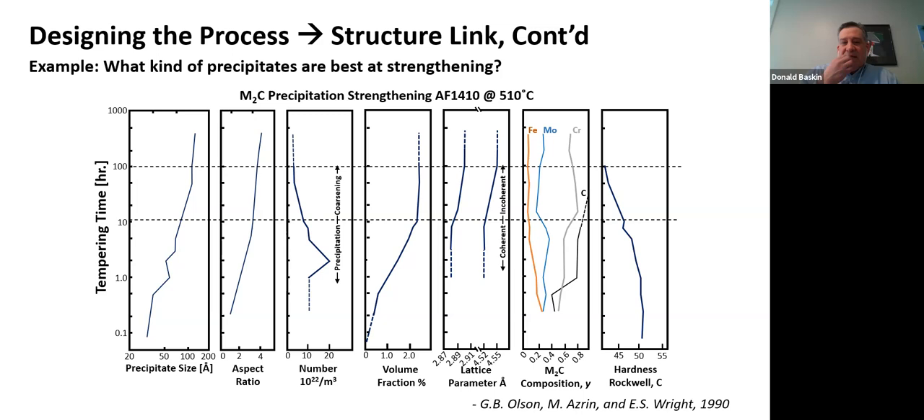What I'm trying to show here is that there is a relationship between these different microstructural parameters that define these precipitates: the size of them, the number of them, the aspect ratio, the volume fraction, the lattice parameter within these precipitates. As those numbers change, so does the strength. And we can use this later to predict, based on looking at a micrograph of the material, what strength to expect, based on the data you're seeing in this graph right here.